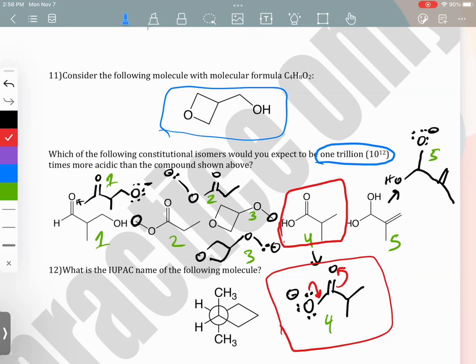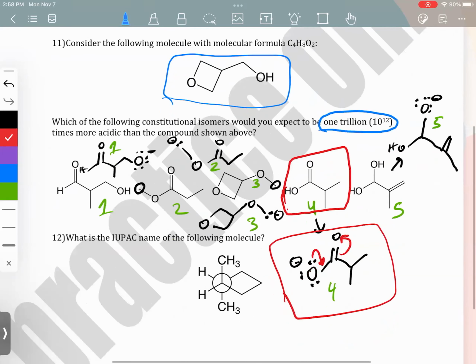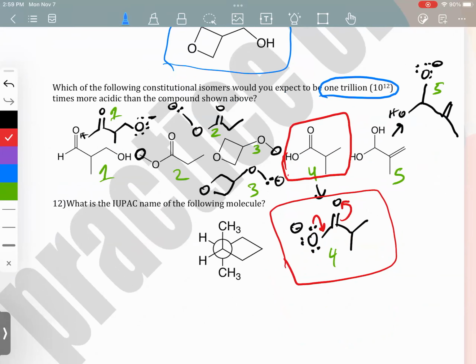Any questions? No. It's just a matter of remembering that acids will always form stable, weak conjugate bases. So as long as you draw the conjugate base and see if it's stable or not, then you'll have your most acidic compound.